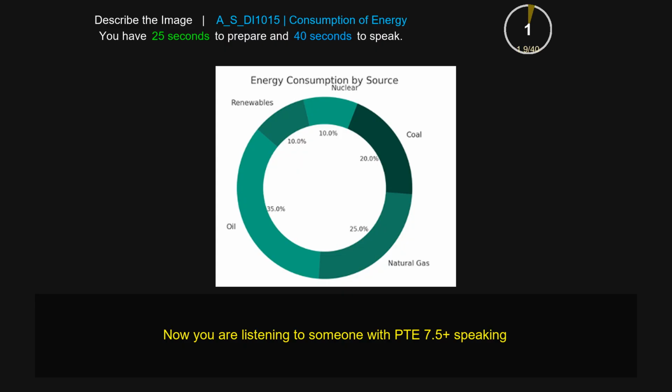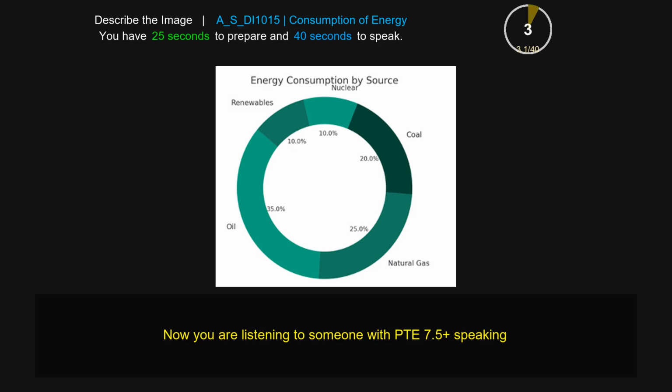This picture shows information about energy consumption by source. According to the picture, we can see in natural gas the number is around 25%, and in coal the value is lower, which is around 20%. The highest value is related to oil, and the number is around 35%, and the lowest one is related to nuclear and renewables, and the number is around 10%. The sum of the graph shows information about energy consumption by source. This is a very informative image.